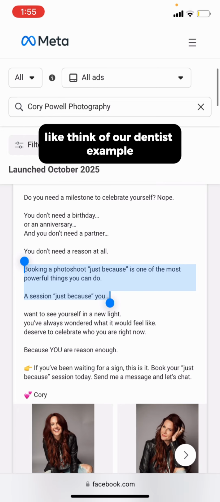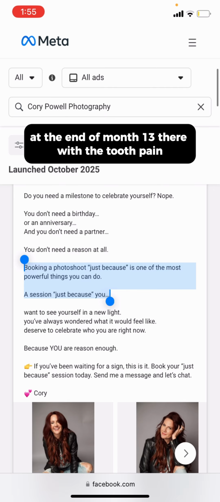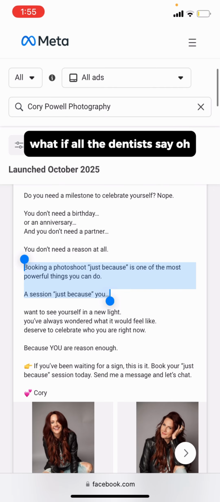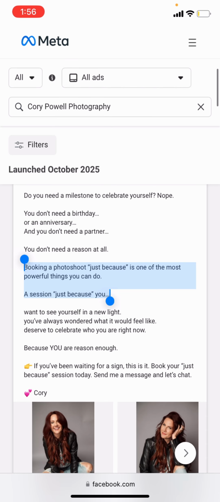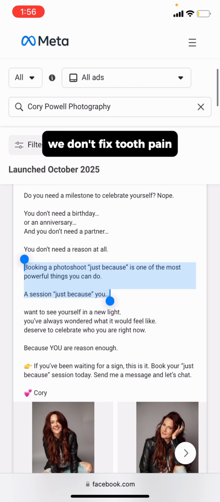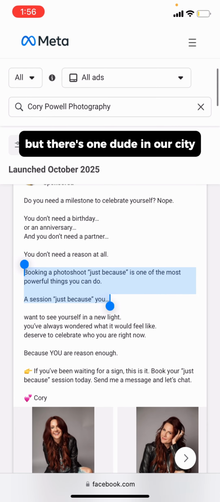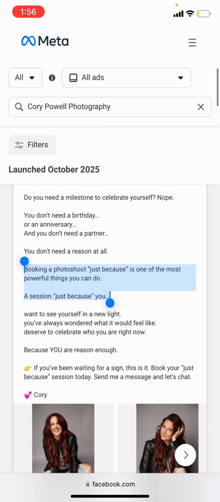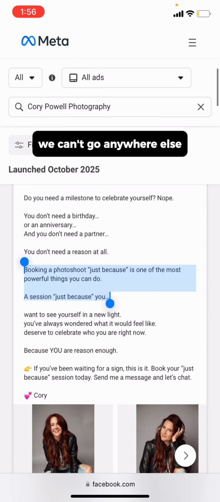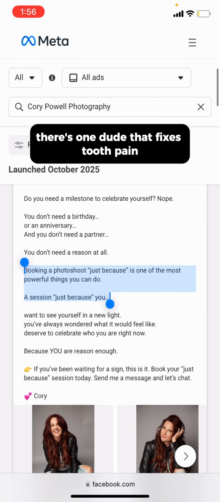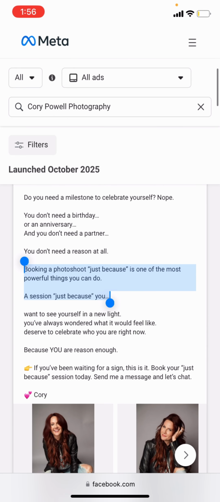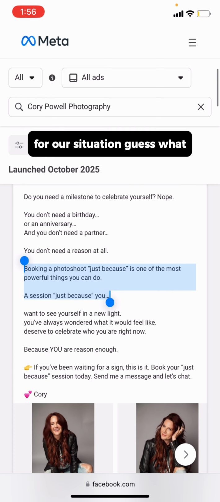Think of our dentist example. What if all the other dentists, at the end of month 13 there with the tooth pain, say, oh, we just do 6-month checkups and teeth cleanings, we don't fix tooth pain. But there's one dude in our city, and we can only go to our city. We can't go anywhere else. There's one dude that fixes tooth pain. One dude that's specifically for us, for our situation.